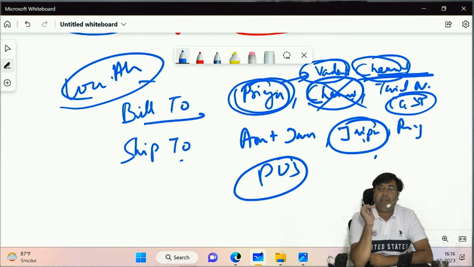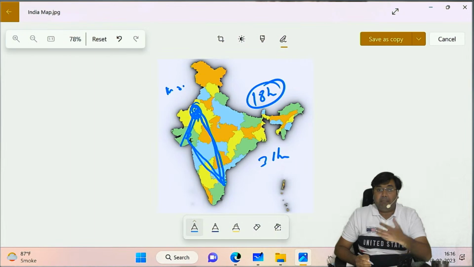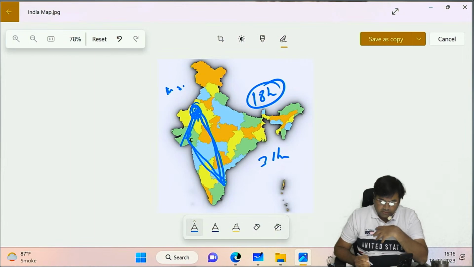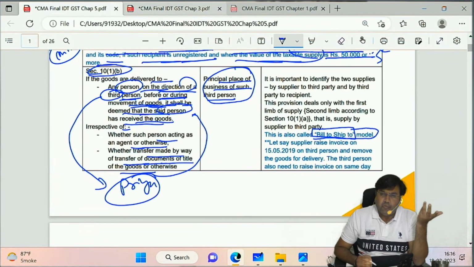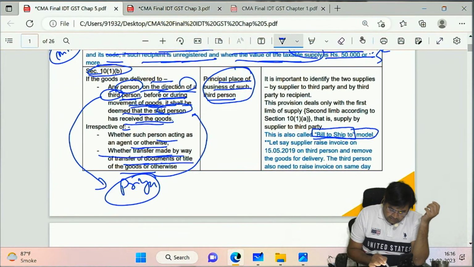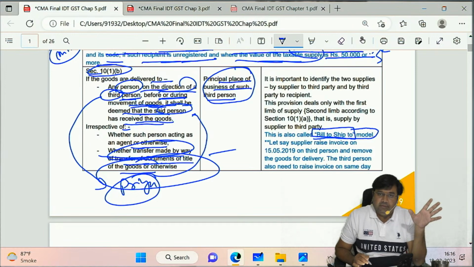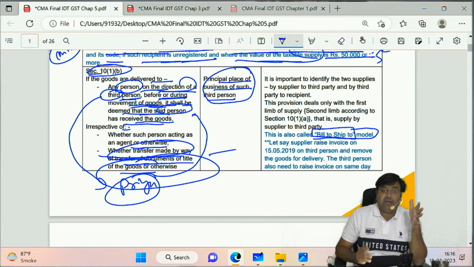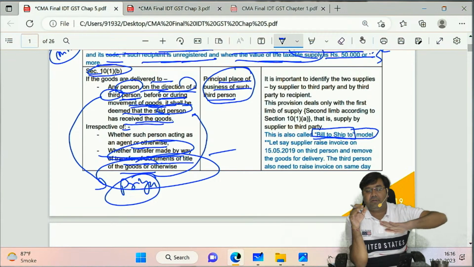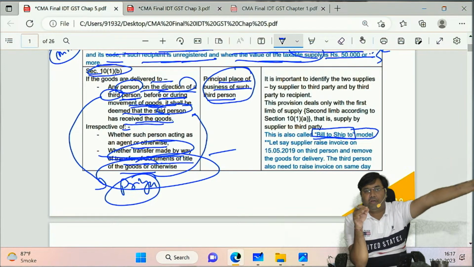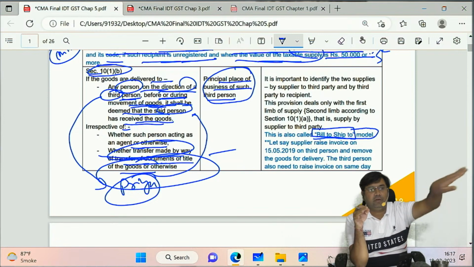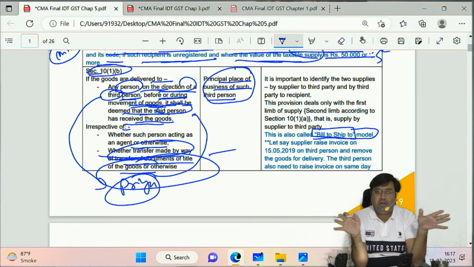Now, it may be because I bought it from Priya. In our example, I bought it. It may be for any other reason. So whether the title is transferred or not, that becomes irrelevant. And this also becomes irrelevant: the journey started towards Chennai, and suddenly Priya called and asked the supplier to deliver not to Chennai but to Jaipur. So the truck is going to take a U-turn and go to Jaipur. All these are irrelevant.